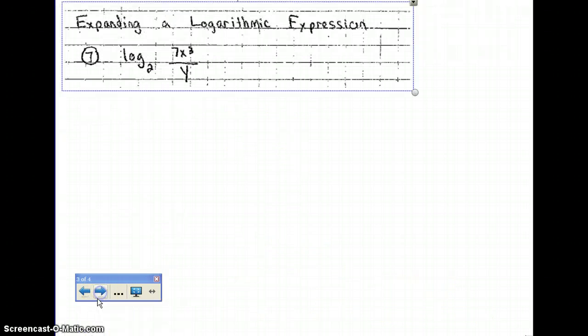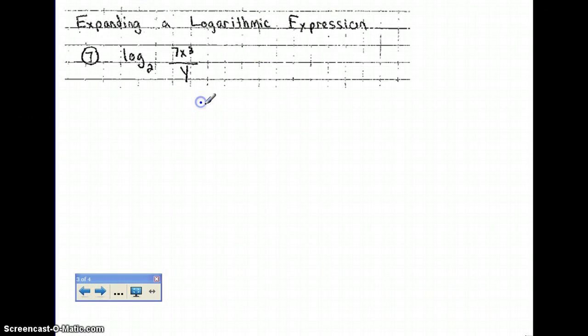But I do want to kind of go over some other examples of me expanding these expressions here. So I want to be able to expand this. So I have log base 2 of 7x cubed over y. The first thing I notice is that there is a quotient property going on here. There is division. So I'm going to rewrite this using the quotient property. Log base 2 of 7x cubed minus log base 2 of y. Well, once I know that, I can't really do anything more with this, log base 2 of y, because it can't be expanded anymore.